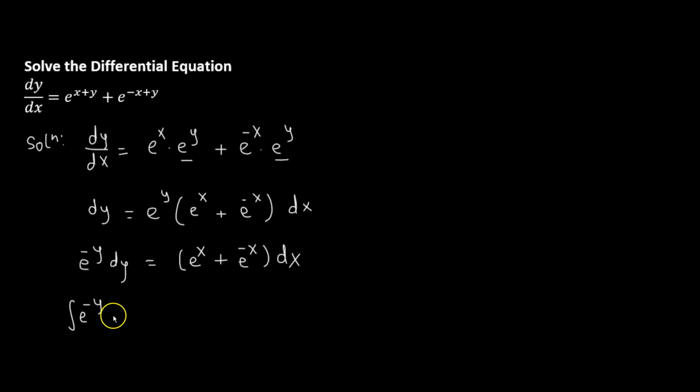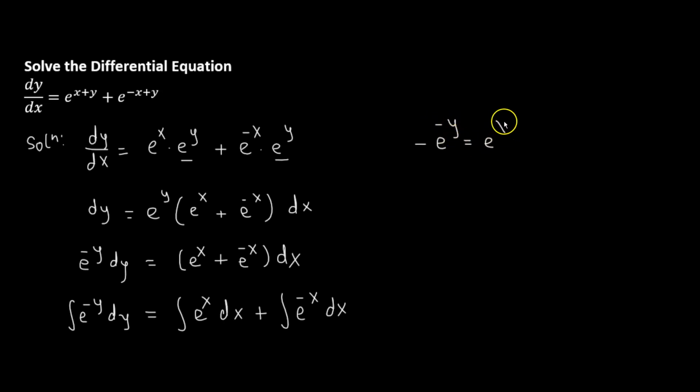So we have e raised to the power of negative y dy equals integration of e raised to the power of x dx plus integration of e raised to the power of negative x dx. So on solving, we get negative e raised to the power of negative y equals e raised to the power of x minus e raised to the power of negative x plus the constant of integration c prime, let's call it.